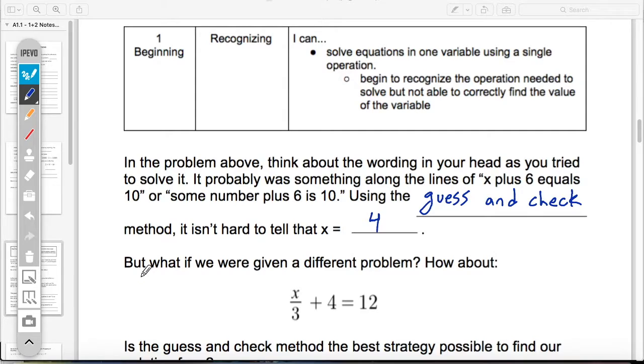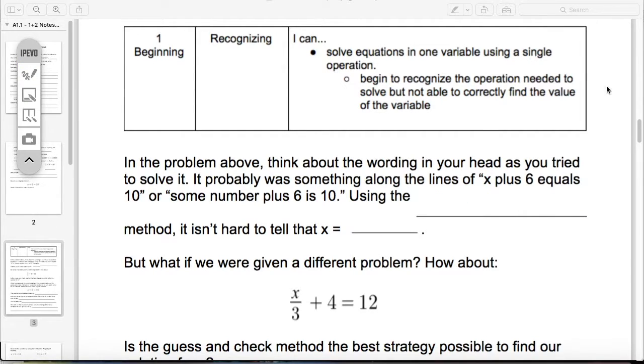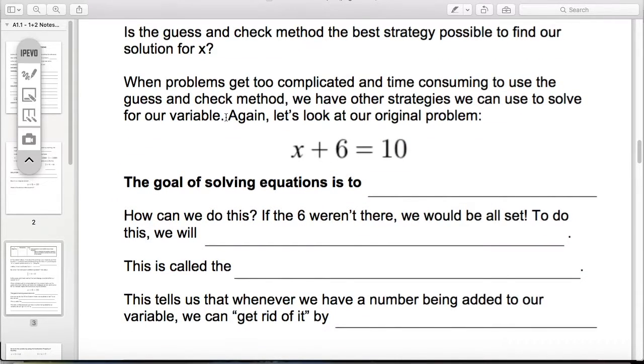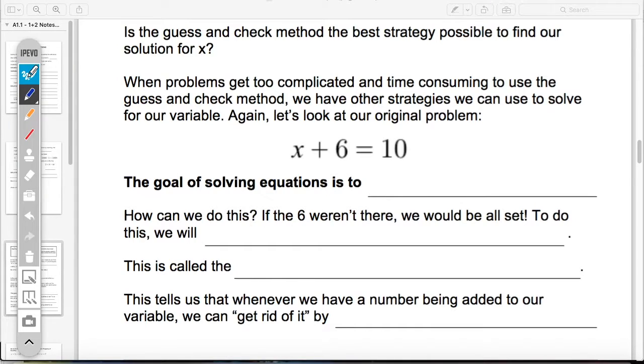This will be a level 2 problem. X divided by 3 plus 4 equals 12. Is the guess and check method the best strategy possible to find our solution for x? When problems get too complicated and time-consuming to use the guess and check method, we have other strategies we can use to solve for our variable.